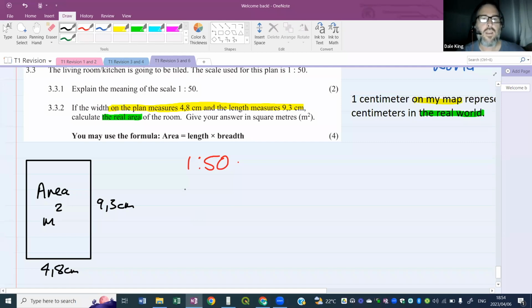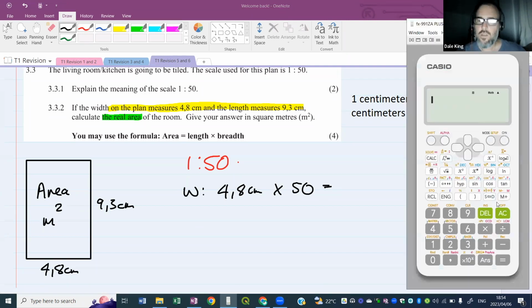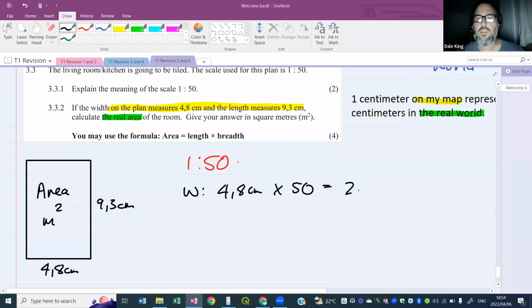So I'm going to take the width, W, and convert it from the measurement on the plan to real world. I'm going to say 4.8 centimeters times 50, because every 1 centimeter I measure on my map is 50 in the real world. So 4.8 times 50 gives 240. But my units, Kier's crying, Dale, where are your units? There, centimeters. Keep the units there. You need to see them.